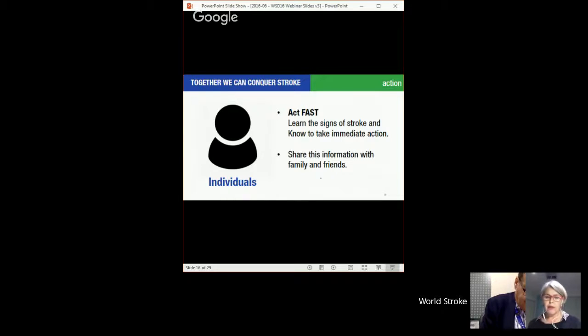At an individual level, we're encouraging people to act fast, to learn the signs of stroke and know how to take immediate action. And most importantly, we need you to share this with everyone, with your family and with your friends, and with everyone that you know.